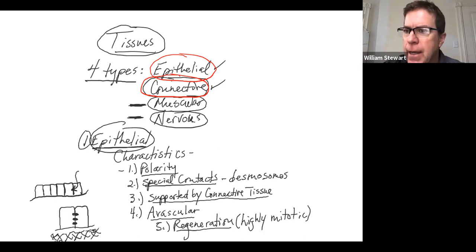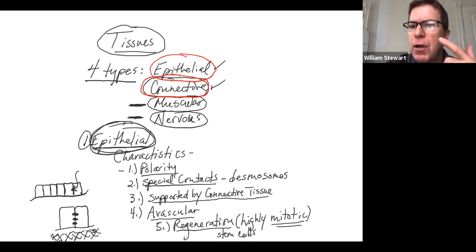Just think of your skin. It sloughs off and gets scraped off all the time, every day. There are stem cells deep in your skin, for example, which is a type of epithelial tissue. There are stem cells that are constantly dividing and giving rise to new cells. So those are the 5 major characteristics that your book lists about epithelial tissues.